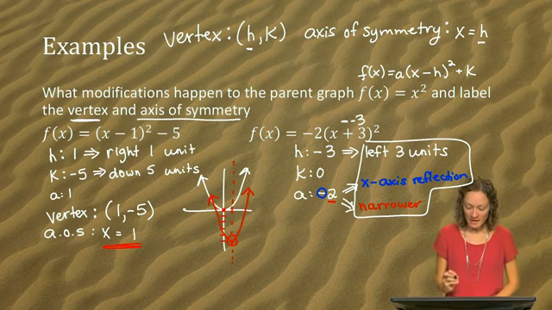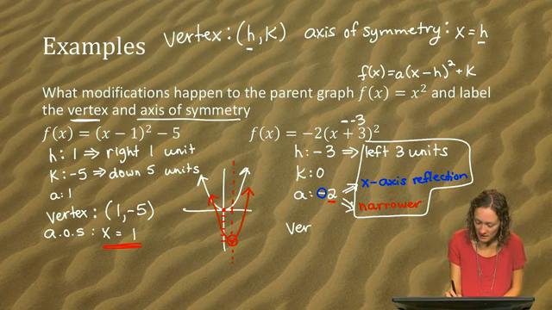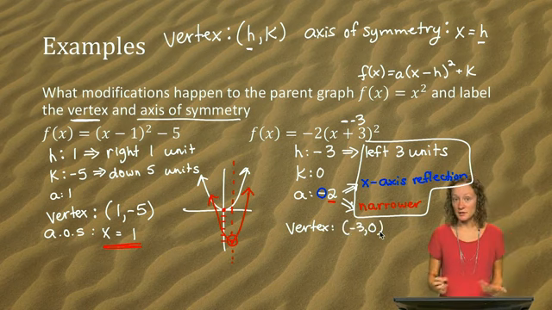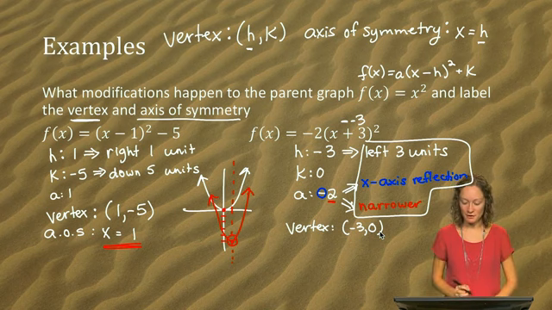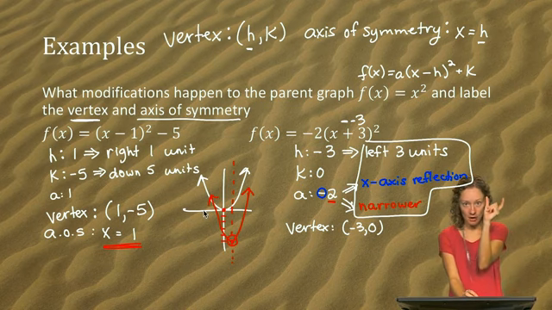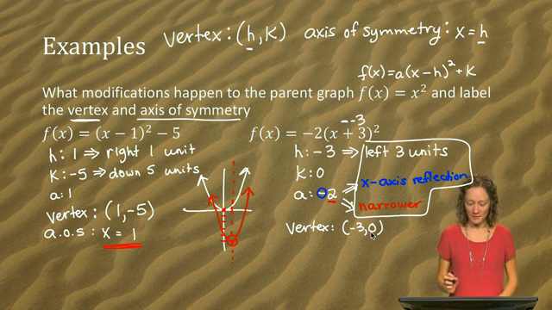Then we'll label the vertex. The vertex is our H, K. Our H is -3, and our K value is 0. It's still part of the picture with your vertex. It just means the picture was picked up and moved to the left 3 units. So the base of the U shape is still at 0 for a Y value. So it has to be written in there.